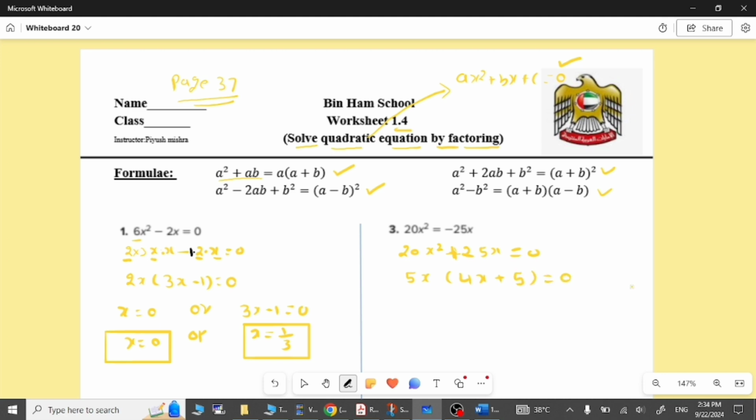5x times 4x plus 5 is equal to 0. It means either x is equal to 0, because 5 cannot be 0, or 4x plus 5 is equal to 0. Now same further solve it, it will give you minus 5 by 4. So I have got the solution, either minus 5 by 4 or x is equal to 0. Okay, so the first two questions from your book I have solved. Now I am going to solve the next question. Okay, have a look.